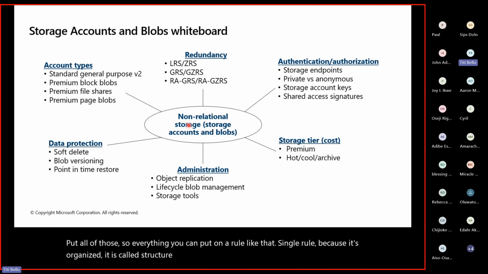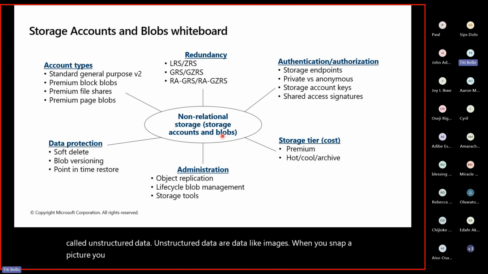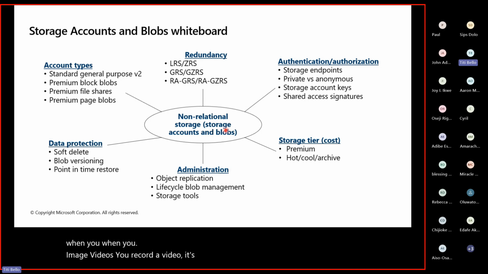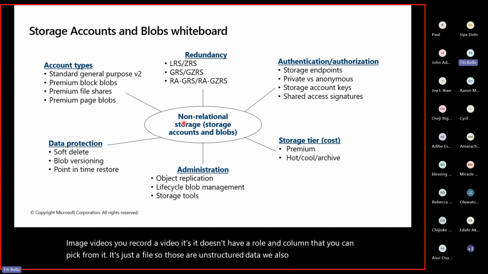But we also have another type of data that is called unstructured data. Unstructured data are data like images. When you snap a picture, you can't see any row or table there. It's just an image. Videos too: you record a video, it doesn't have a row and column that you can pick from it. It's just a file. So those are unstructured data. We also have what we call semi-structured data as well.